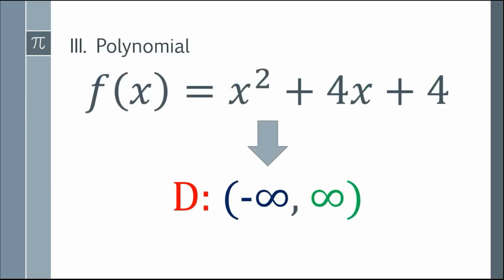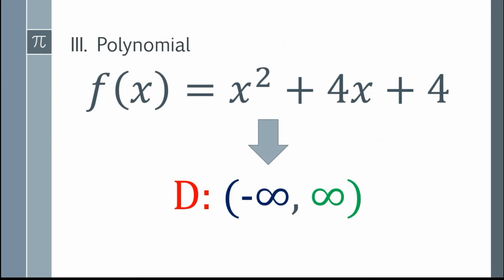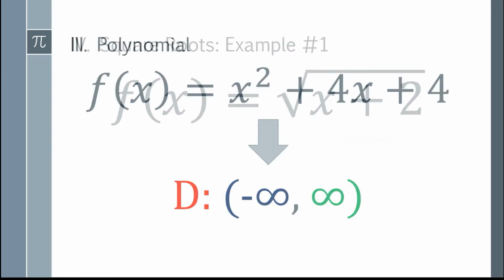Now, pag may polynomial ka lang, katulad nito, automatic ang sagot mo dyan, pag ganyan lang polynomial, hindi siya fraction, hindi siya square root or radical, ang domain mo ay negative infinity to positive infinity. Ganito lang siya. Okay, let's go to the next one.